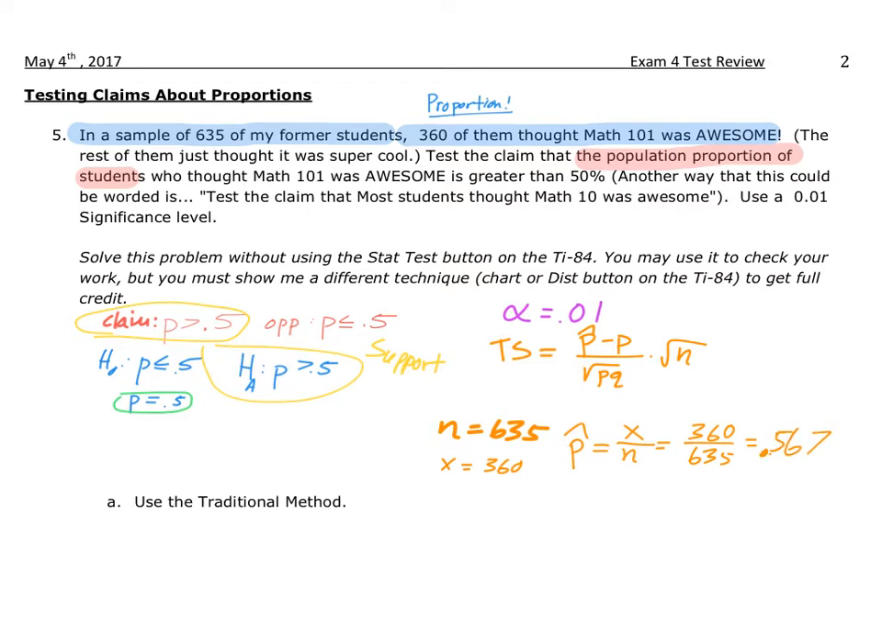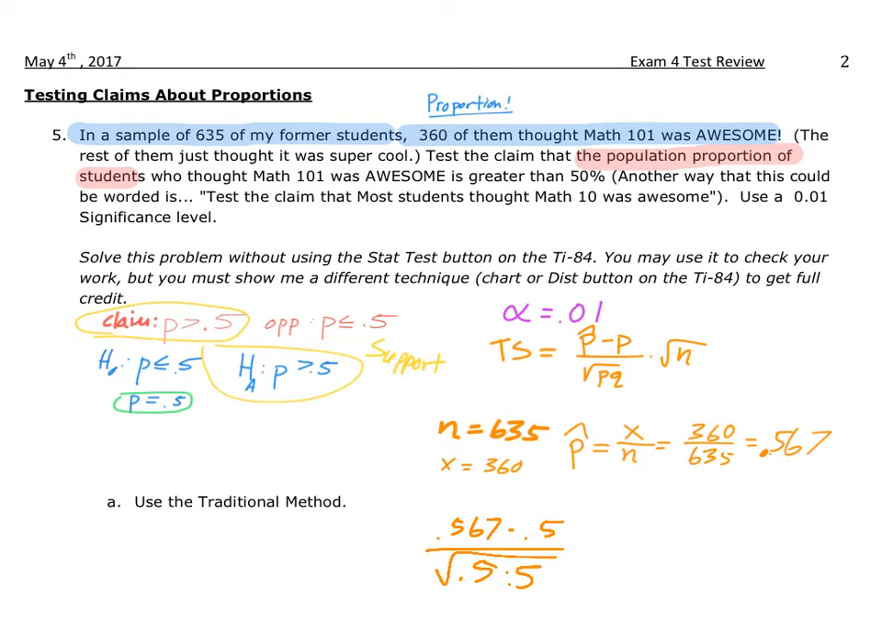All right, now I just have to plug what I've got into my test statistic formula, and I'm going to write that out. 0.567 minus 0.5. Now, I know a lot of you are thinking, how in the world did he get that 0.5? Let's talk about that in just a second. Here's my p and my q in the denominator of my fraction.